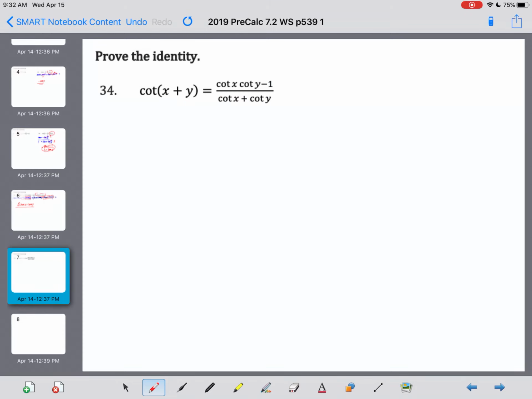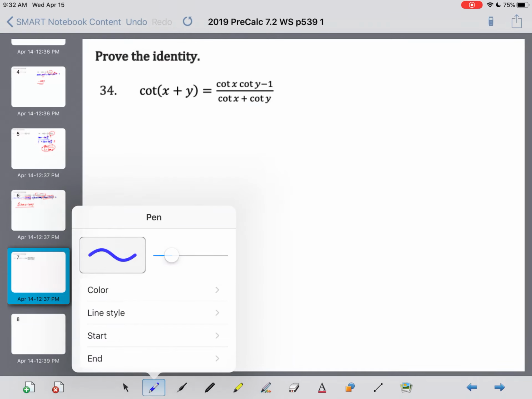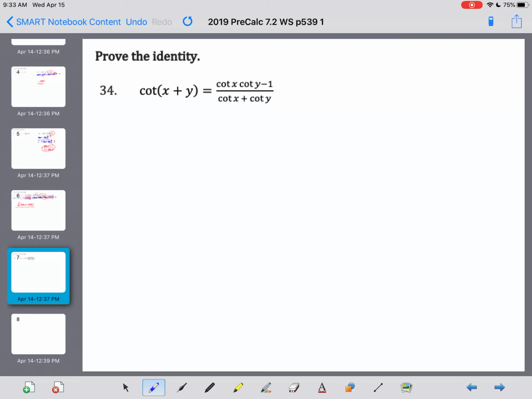Number 34 here, I worked through it previously. I had a typo. I did not include the minus or the plus sign in the denominator on the right side. Caused me a little bit of pain and suffering, but fixed it. And now we're ready to go. The key thing here is probably working on both sides to see what we get. So first of all, cotangent is going to be the cosine over the sine of the angles being added.